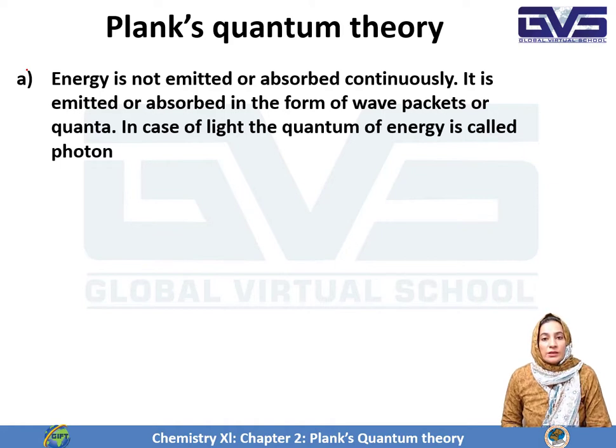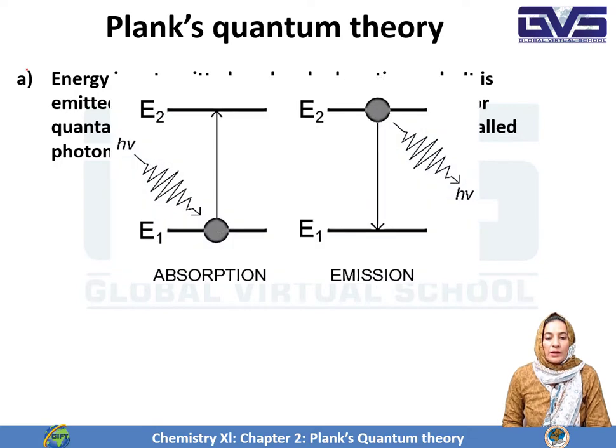It is emitted or absorbed in the form of wave packets or quanta. Quanta is the plural of quantum. Basically, a quantum is a wave packet of energy, and in case of light, this quantum of energy is given the name photon. Here you can see in the first line, energy is not emitted or absorbed continuously, but it is emitted when an electron jumps from a higher energy level to a lower energy level.